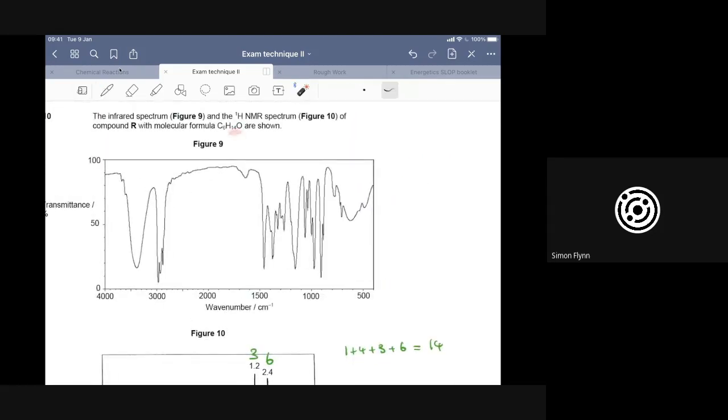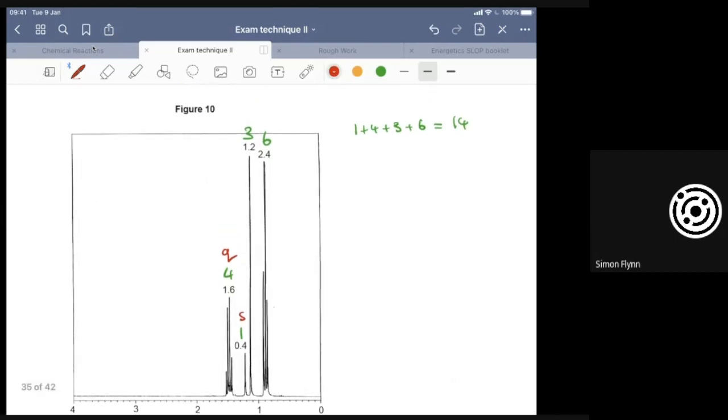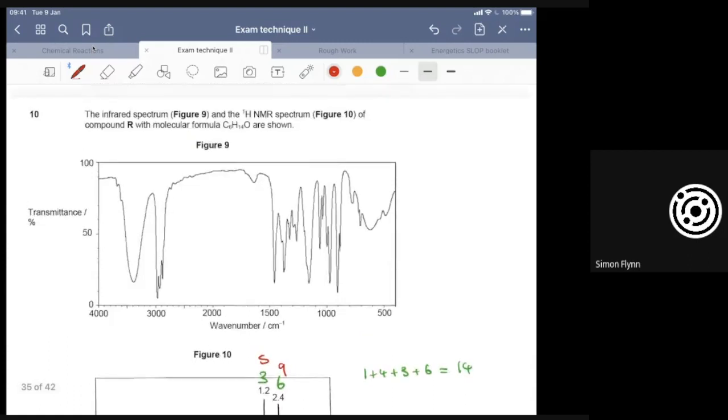Okay, 14 hydrogens. So there's our hydrogens. We've done that. Next thing I would do is write the splitting patterns. I think they would make these clearer in any one that they actually used, so that you could see. Now, the other thing is, we would have done the earlier part of the question.